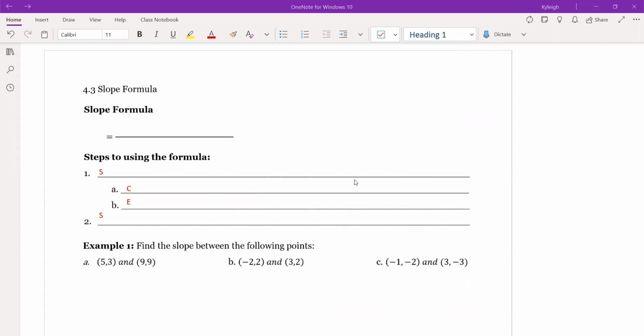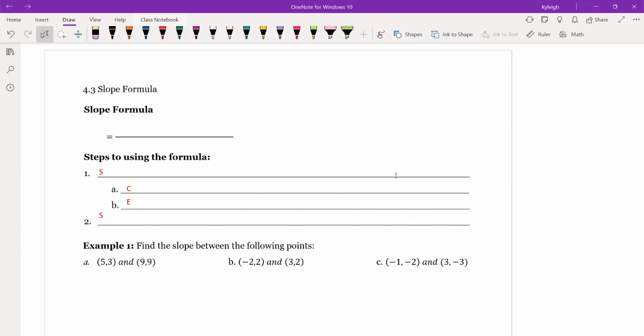So we're going to talk about the slope formula. Now that you know what slope is, remember that it is equal to m, right? So we're saying m equals, and our formula is y2 minus y1 over x2 minus x1. This is going to make sense in a couple minutes when we talk about it. But first, let's talk about the steps to using the formula, okay?